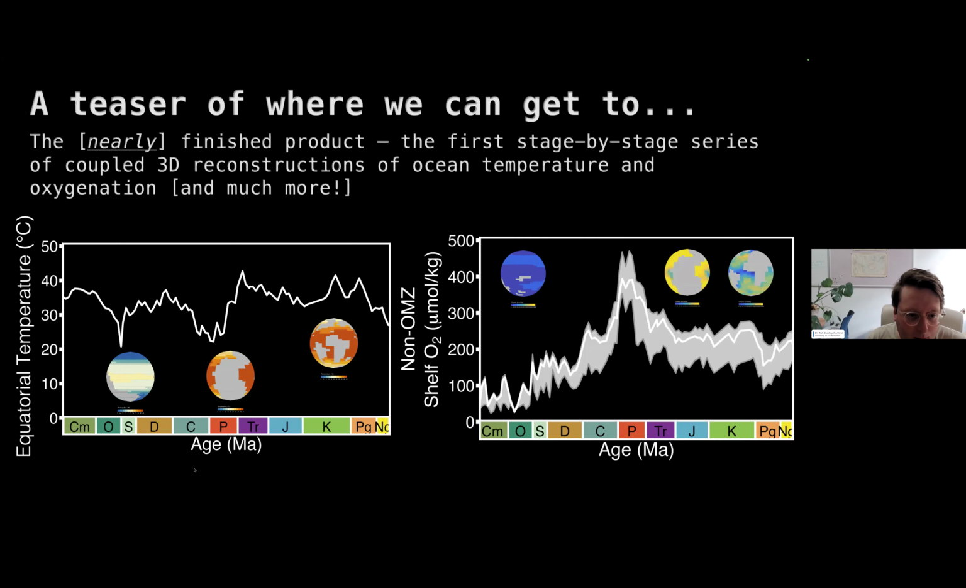So here, okay, sorry, my globes do spin. Here we have modeled equatorial surface temperature through the Phanerozoic, and then we have modeled dissolved oxygen in shelf environments through the Phanerozoic as well. I will explain how we get there.